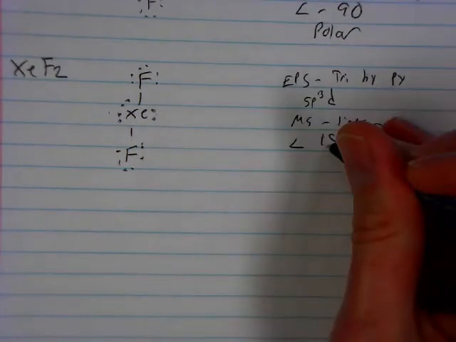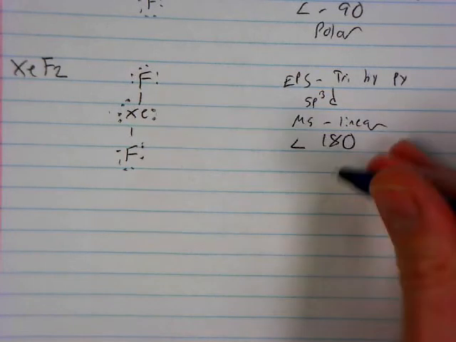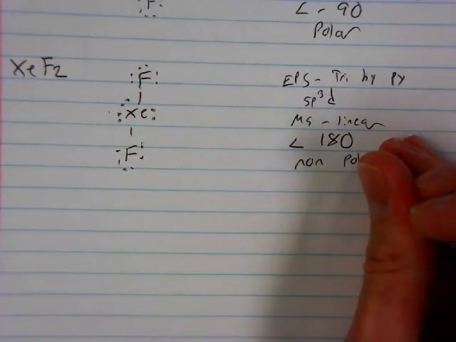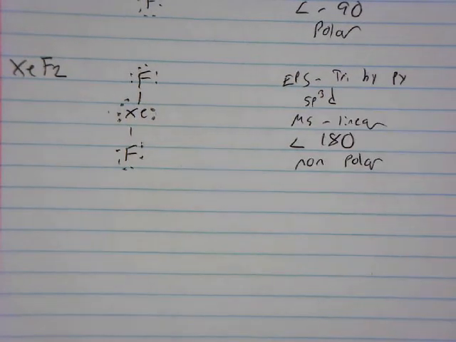All you have to do is think of it like this. All right. Molecular structure is linear. Angle is 180. Polar or non-polar? It's a line. Non-polar.